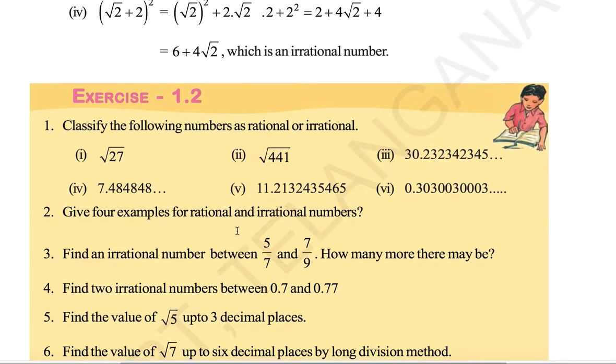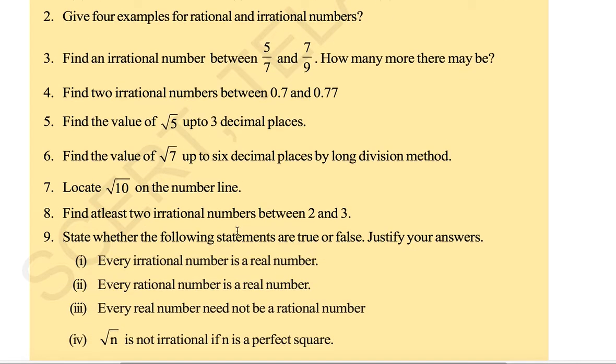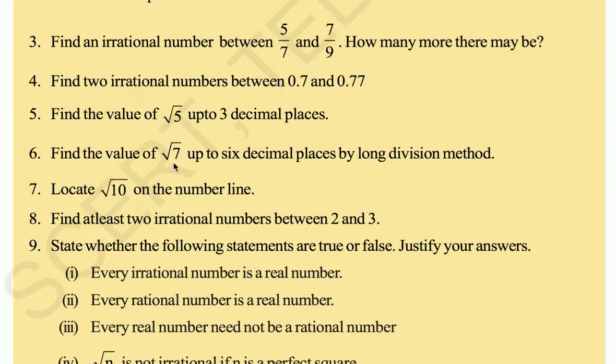Give examples of rational and irrational numbers that you can think of. Find a rational number between 5/7 and 7/9. How many more may there be? Many more. To find two irrational numbers between 0.7 and 0.77, that you can also do. Find the value of root 5 up to 3 decimal places. How to find it? You can do the continuous division process, the long division method. Root 7 also up to 6 decimal places. Okay, we'll do it for root 7.